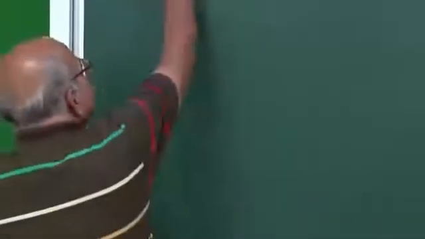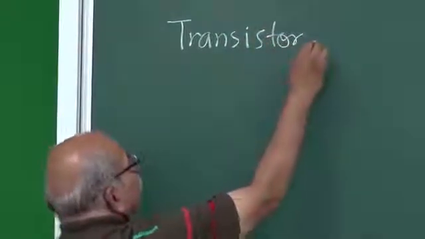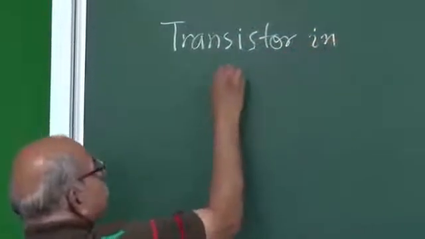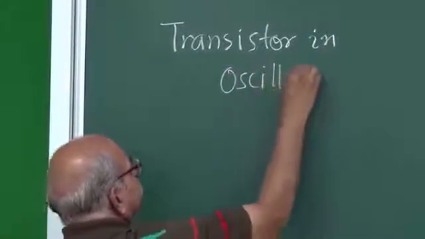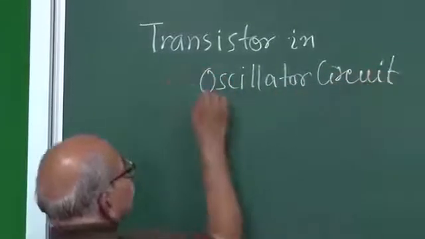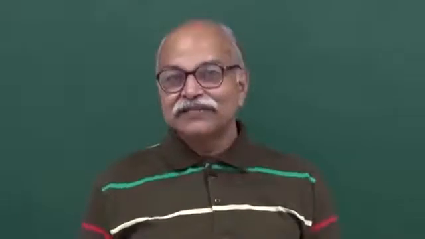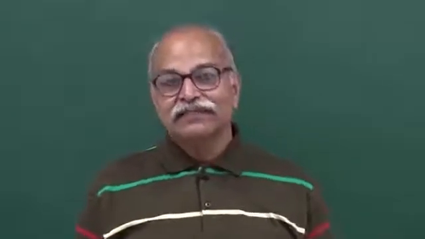Okay. So, transistor in oscillator circuit. So, what is that oscillator? Oscillations, everyone knows oscillations, and the one which oscillates is oscillator. But in this electronics context, an oscillator is a circuit or an instrument which converts DC to AC.